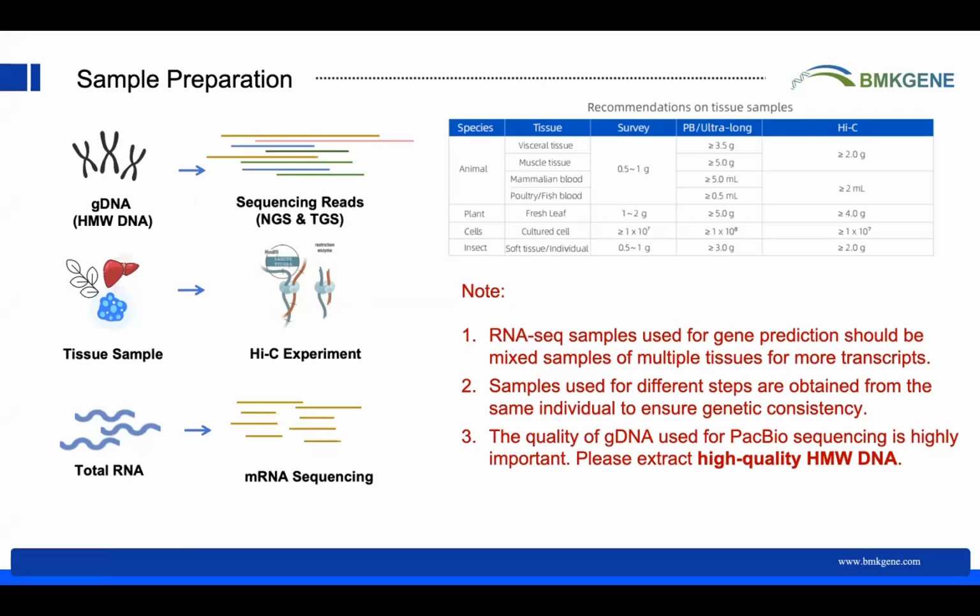And also the tissue sample preparation is used for the Hi-C experiment, because it uses the tissue sample to conduct the downstream experiments. And also the total RNA is used to do the mRNA sequencing to help with gene prediction by getting the transcript sequences from the RNA-seq data.